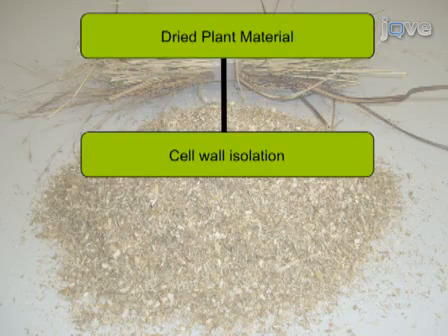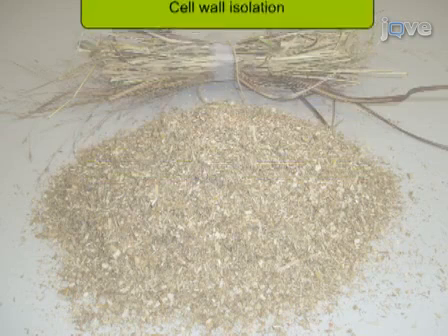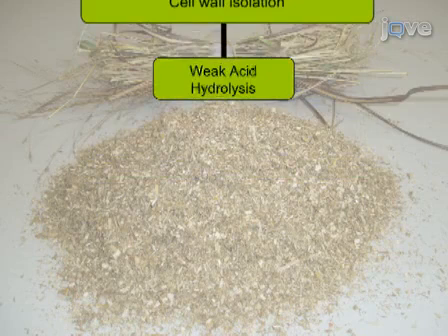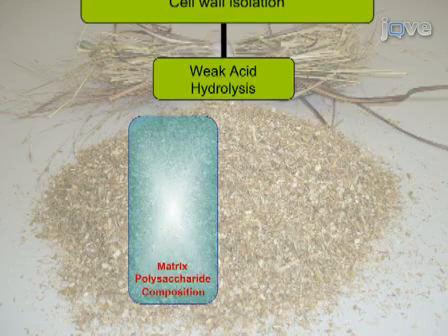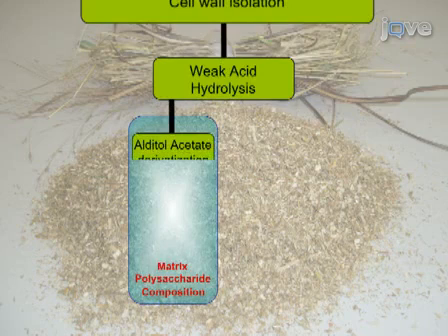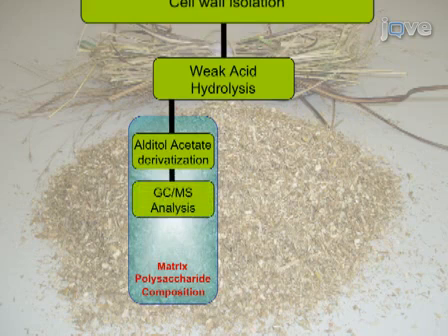To determine the matrix polysaccharide composition, the wall material is treated with a weak acid to hydrolyze non-crystalline polysaccharides, which are mainly the hemicelluloses, into their monosaccharides. The monosaccharides are then derivatized into their corresponding volatile alditol acetates, which are then analyzed and quantified by gas chromatography coupled to a mass spectrometer.